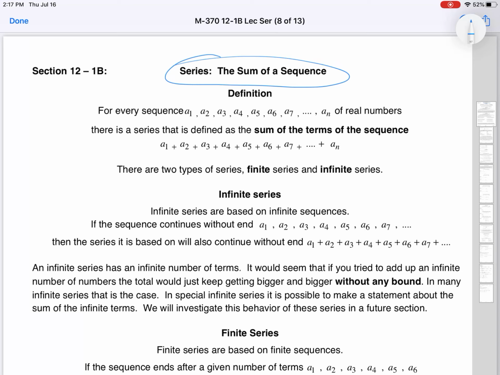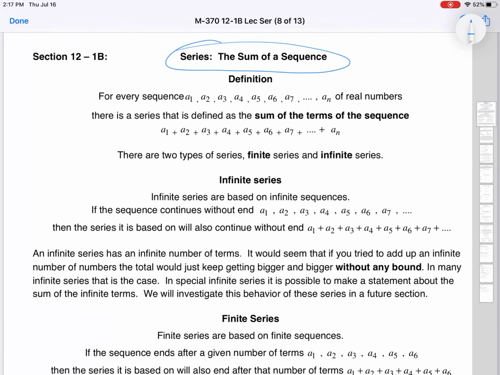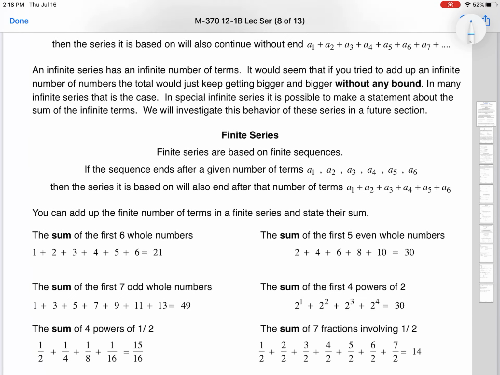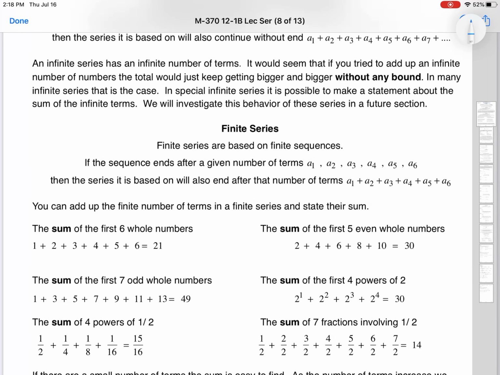Sometimes things limit out and we're able to converge to an answer, and that type of wording will be used in there. They can be finite, where we're adding up just the first 6 terms of something, right? The sum of the first 6 whole numbers. 1 plus 2 plus 3 plus 4 plus 5 plus 6. This would be the sequence an equals n.